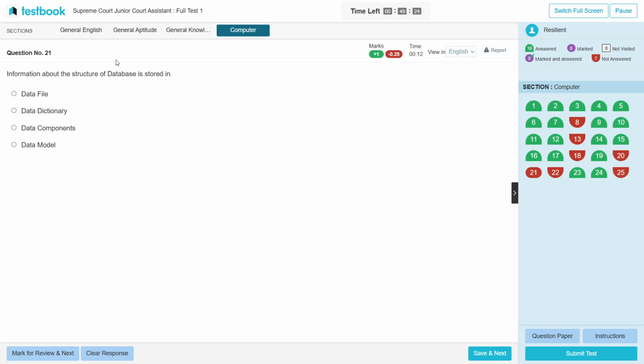Information on the structure of the database is stored in. What is the purpose of this sign in Excel? Summing up values.